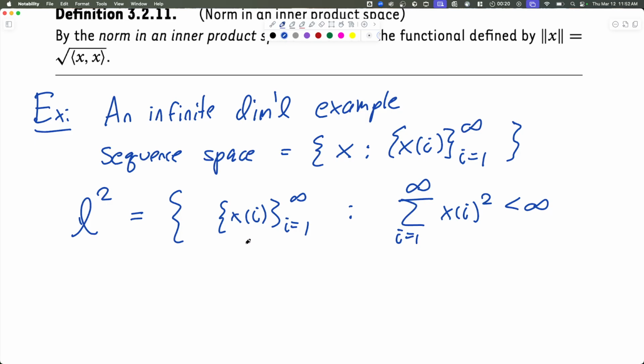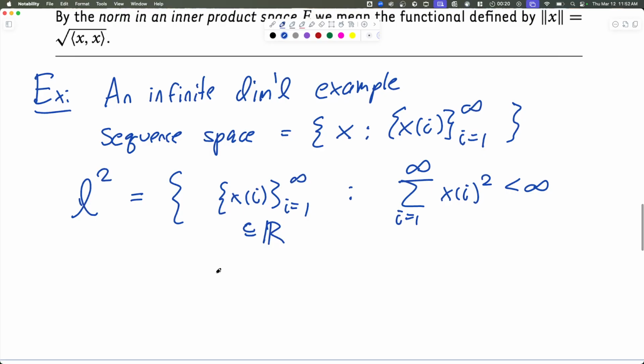And let's make it real valued, to keep things simple. You could also do the complex valued. If you do the complex valued, you wouldn't do the sum of the squares, you'd do the sum of the absolute value squared. But let's just live in real land for now. And the inner product on this space, the inner product of two sequences A and B, is the sum from i equals 1 to infinity. It's again an infinite sum.